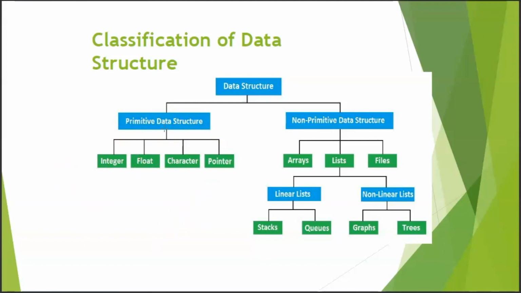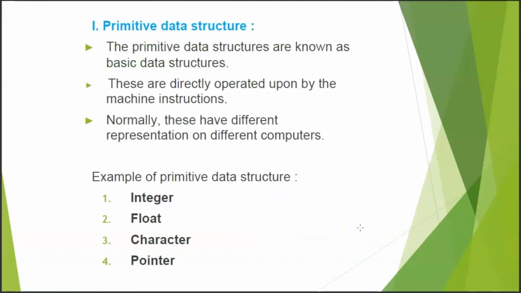And what is the main classification of data structures? Data structures can be classified into primitive data structures and non-primitive data structures. Primitive data structures can be classified into four: integer values, float values, character values, and pointers. Non-primitive data structures are classified into three: arrays, lists, and files. A list can be classified into linear lists and non-linear lists. Linear lists are stacks and queues, and non-linear lists are graphs and trees.